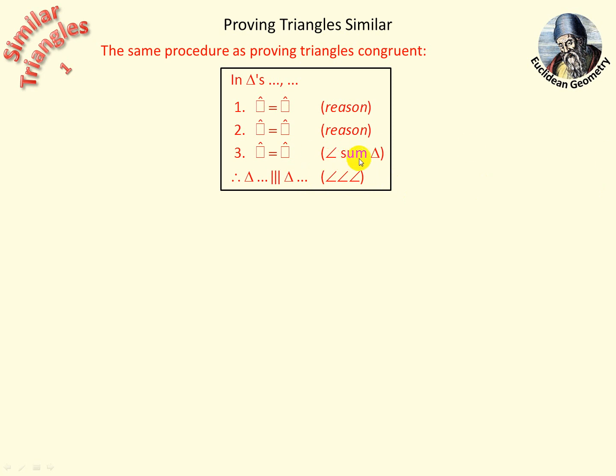And notice that the third one can always be angle sum triangle, because if we have two pairs of angles equal between two triangles, the third pair must be equal. So that makes similar triangle proofs a little bit easier.